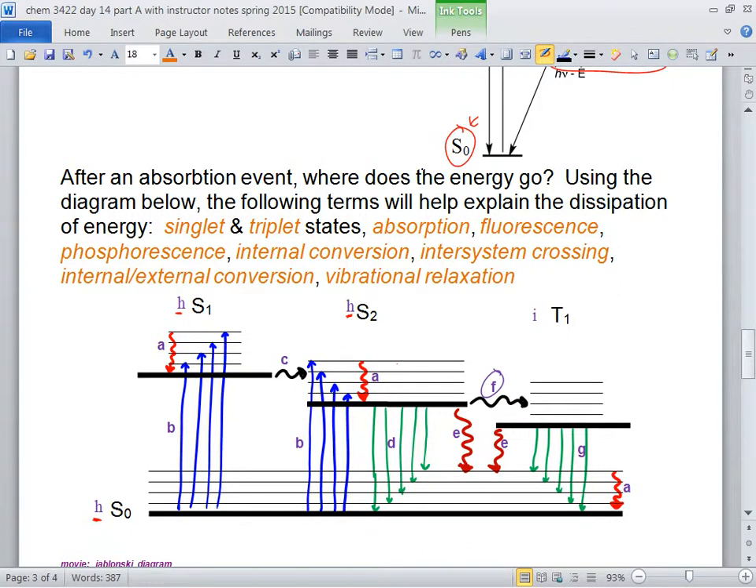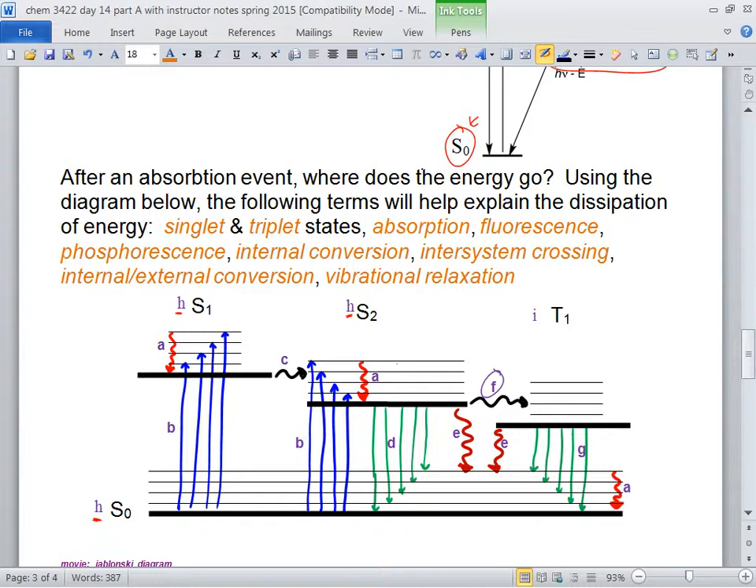See if you can name them. What was B? Absorption? B was absorption. Okay. If B is absorption, what's D? Fluorescence. Good.